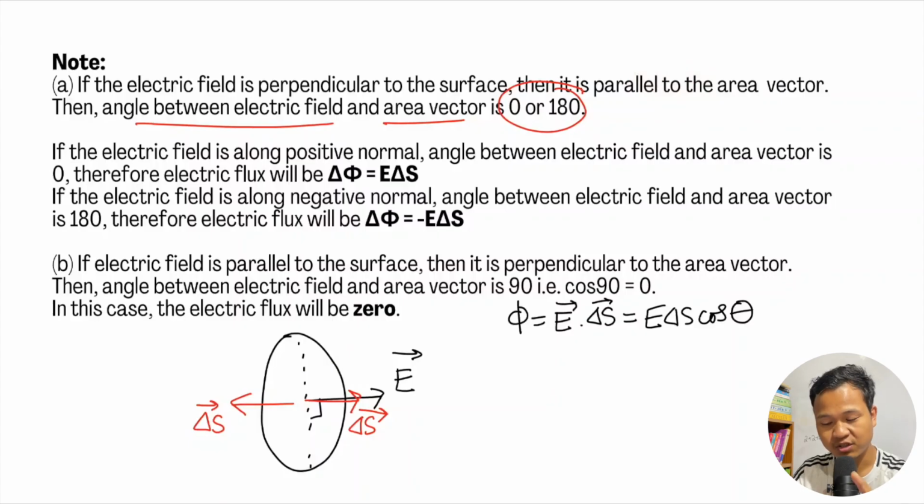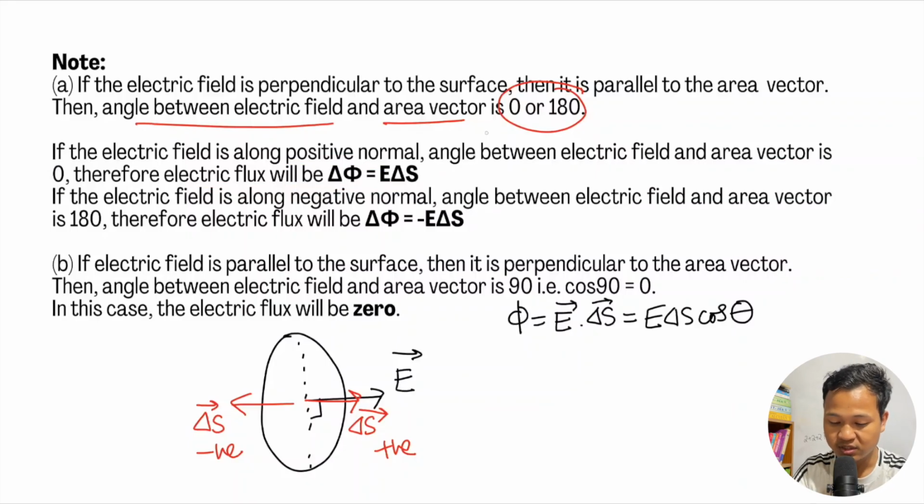Okay, the electric field is perpendicular to the surface, so the angle between E and delta S can be 0 or 180 degrees. In this case, if the electric field is along the positive normal, that means both of them are pointing along the same direction, so the angle between the electric field and the area vector is 0. So the electric flux will be E delta S cos 0, which is 1.